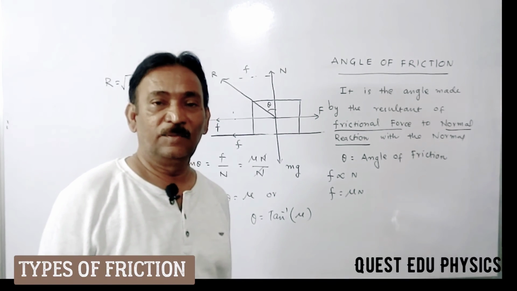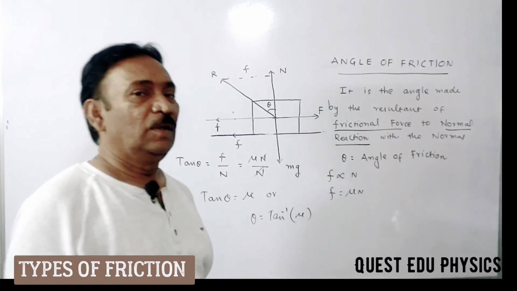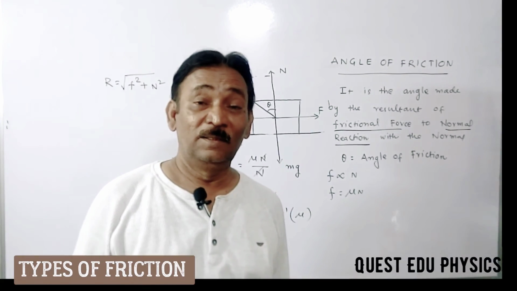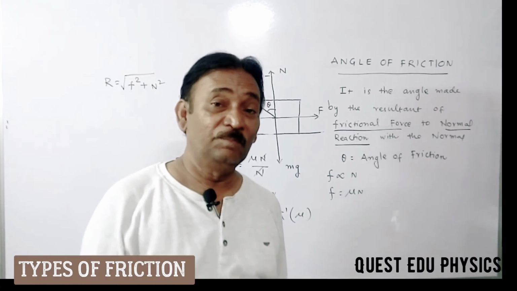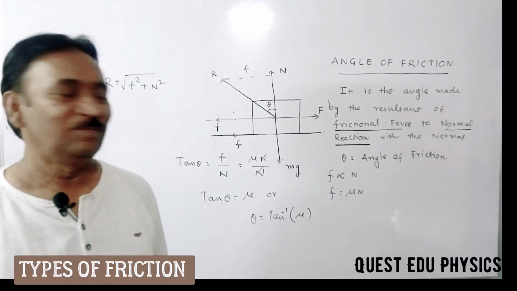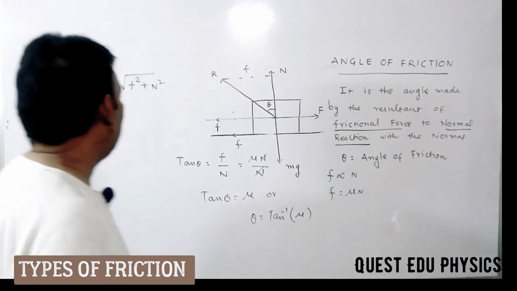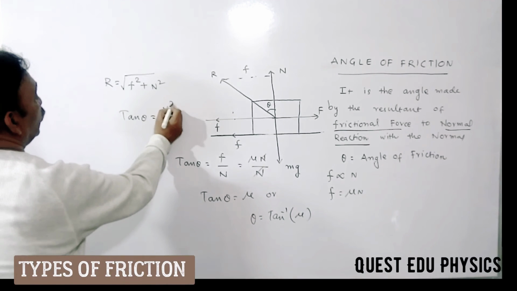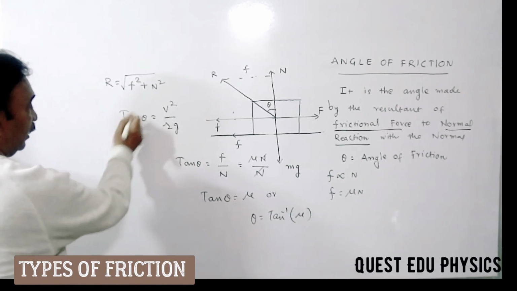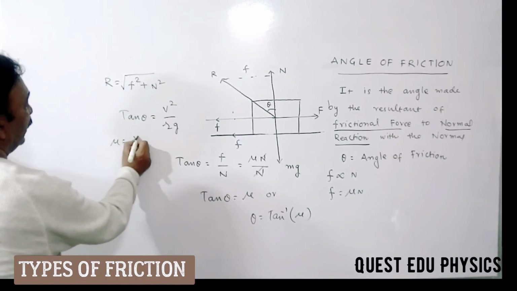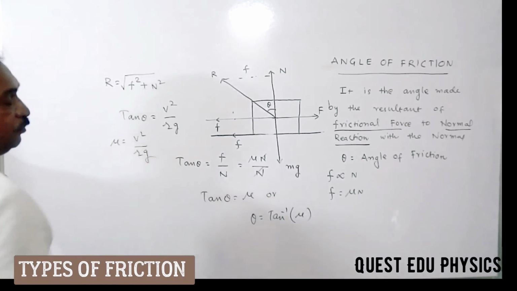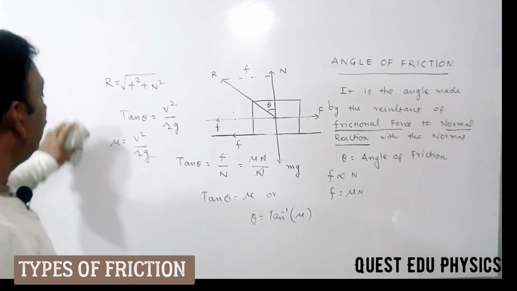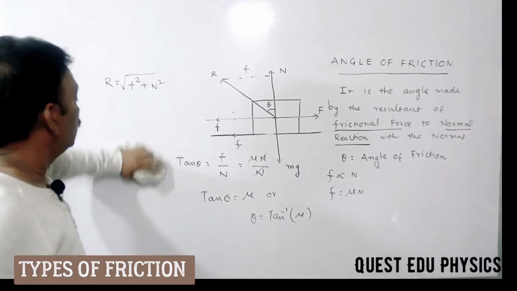For the safest velocity, we consider the frictional force between the tires as well as the roads. Then we have to take the coefficient of friction in the place of tan theta. That is, maybe you remember, tan theta is equal to v square by rg in circular motion. Here mu is equal to v square by rg. This equation is very useful to solve the problems in case of the banking of the roads.